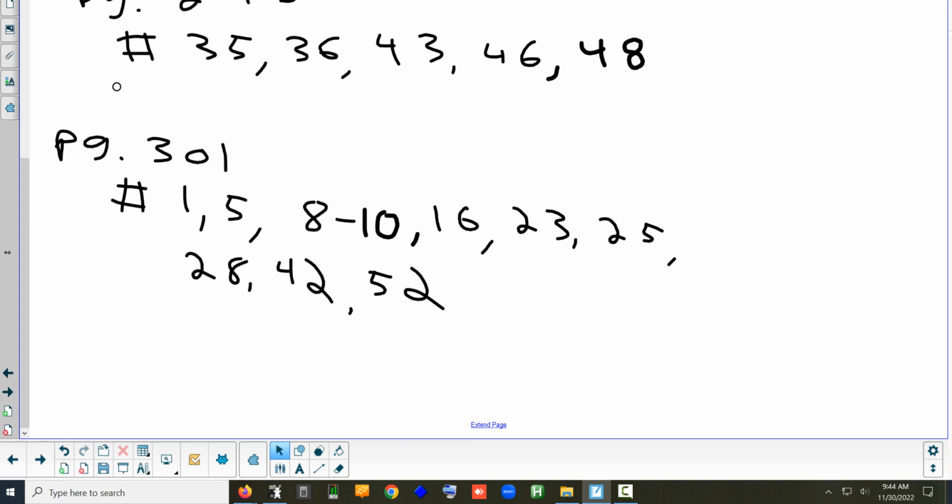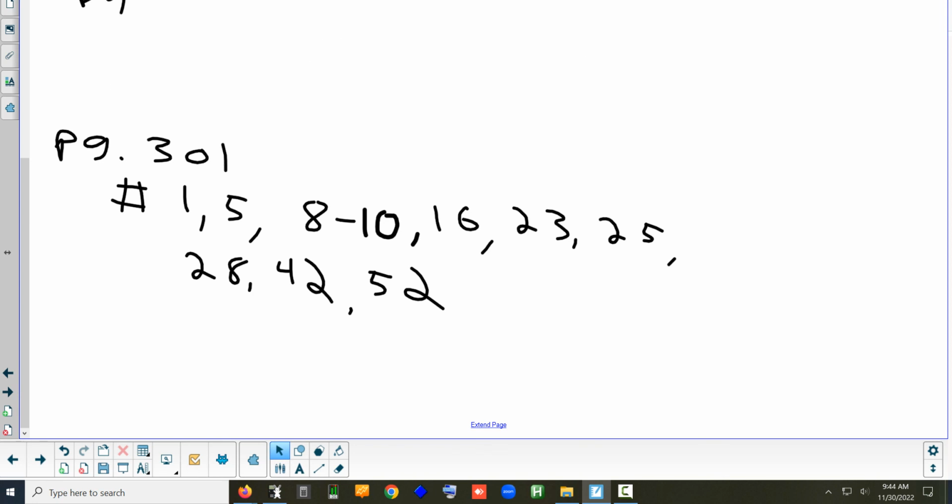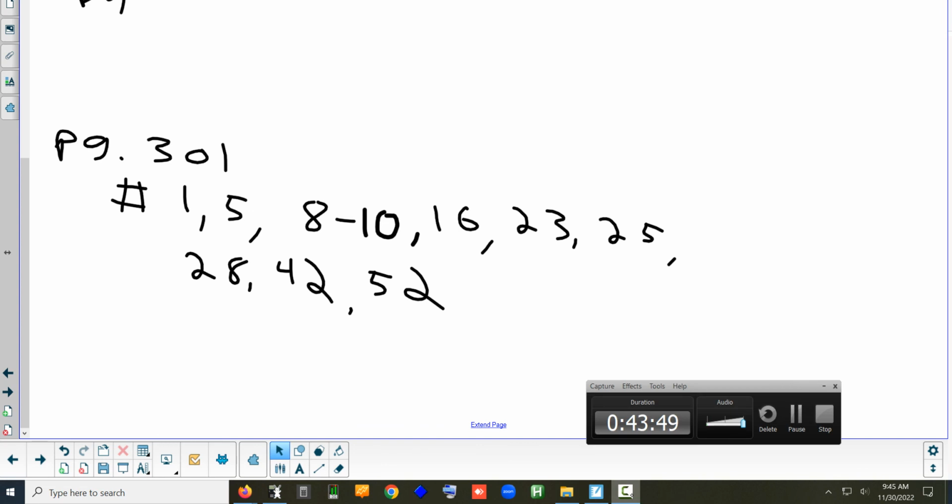Okay, so we did the top part. So it's page 301. Problems 1, 5, 8 through 10, 16, 23, 25, 28, 42, 52. Okay, and as a reminder, I will be here after school for extra help tomorrow.